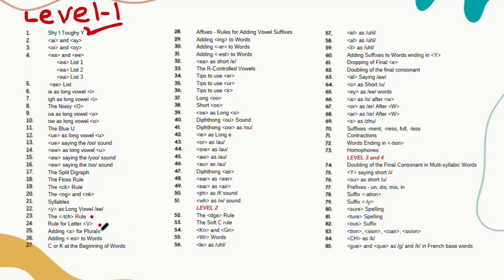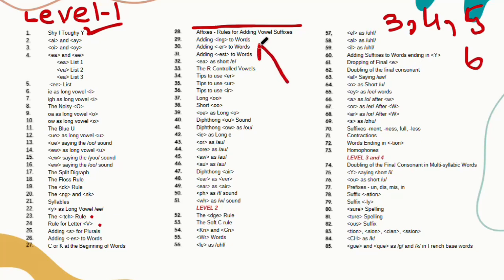Then we have the tch rule, and the rule for letter v that it can't stand at the end of an English word without e. We have rules for plurals, ck or k at the beginning of words. Then we have the most important thing, rules for suffixes. This is literally crucial. Why? Because as you progress further to year 3, 4, 5, and 6, you mostly have suffixes which change their spellings. So if you give a strong foundation of adding suffixes at level 1, your kids won't make mistakes in adding suffixes at advanced levels.